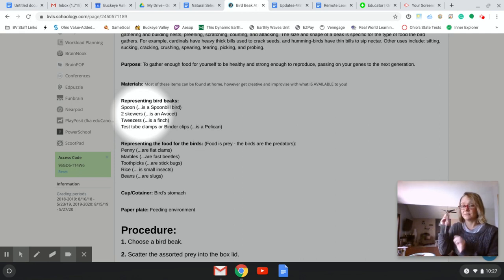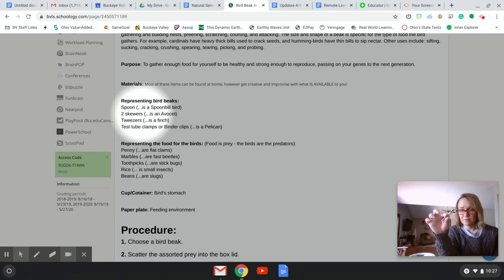Maybe you have chopsticks. I've got some Star Wars chopsticks here. Got the green and the red. So you could use these. But that was for the avocet. Maybe you have pencils at home. You can use 2 pencils for your skewers.